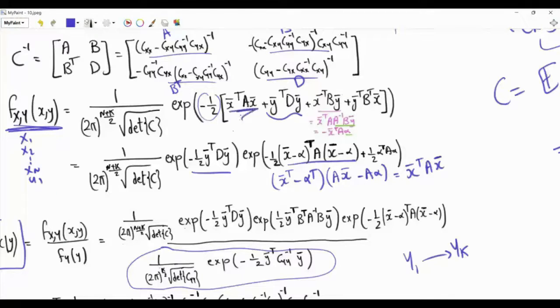Note that this one is this one. And then we have minus x bar transpose A alpha. And then we have minus alpha transpose A x bar when we multiply these two. And then we have plus alpha transpose A alpha.